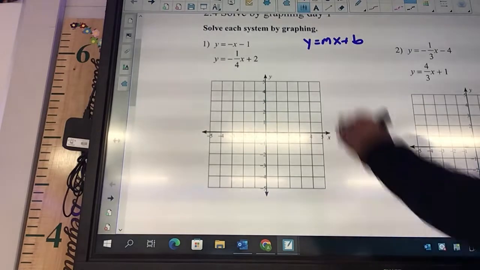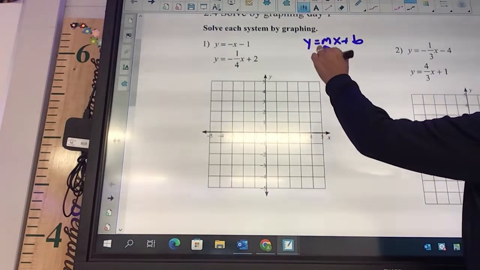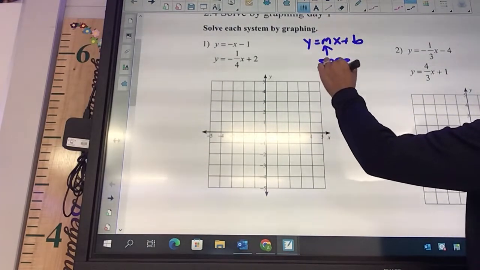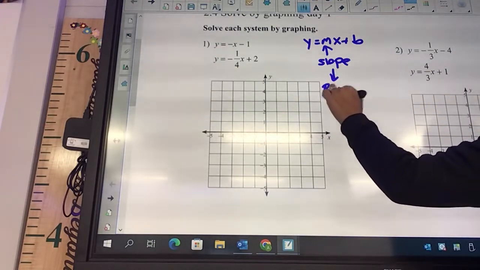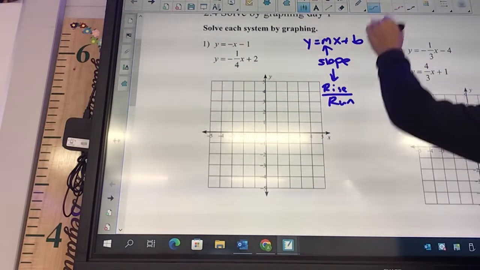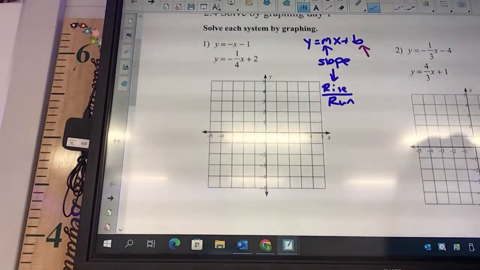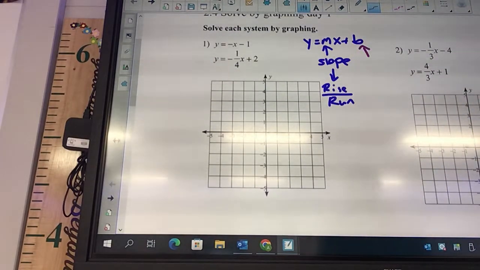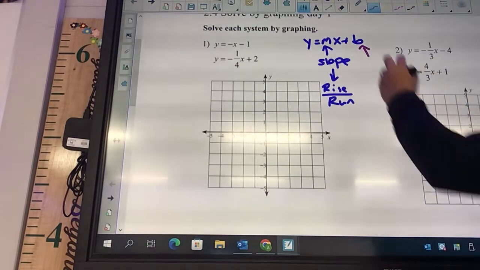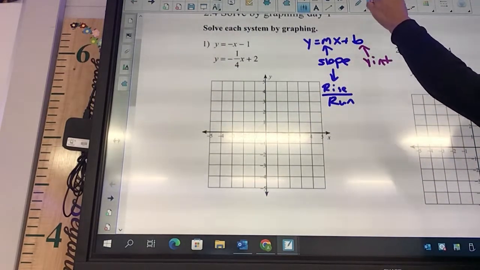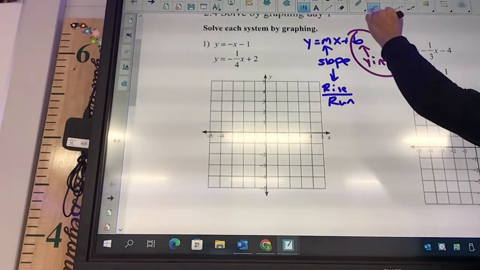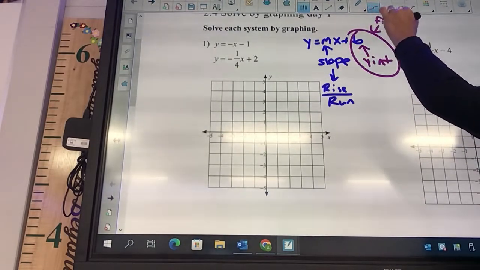Slope. Okay, our M stands for our slope. And how do we do slope on a graph? Okay, it's rise over run. Okay, what does the B stand for? The y-intercept. Okay, and this is the one that you graphed first. You gotta graph this first.